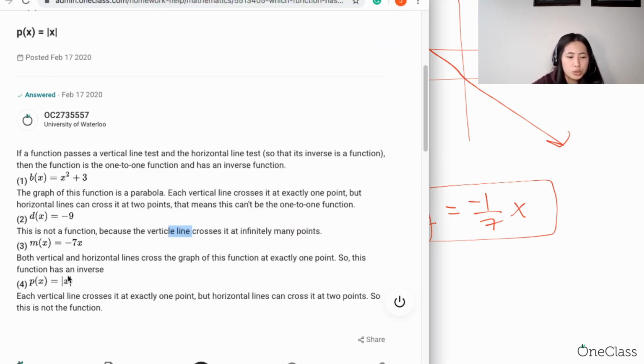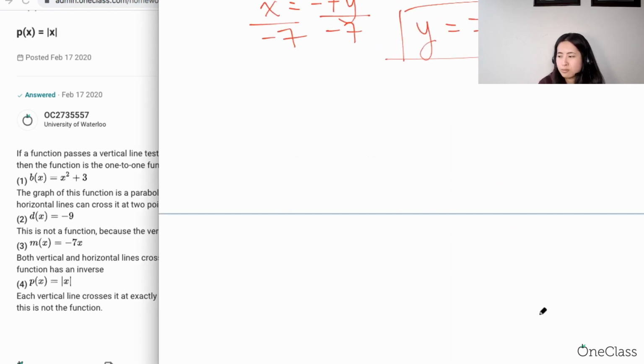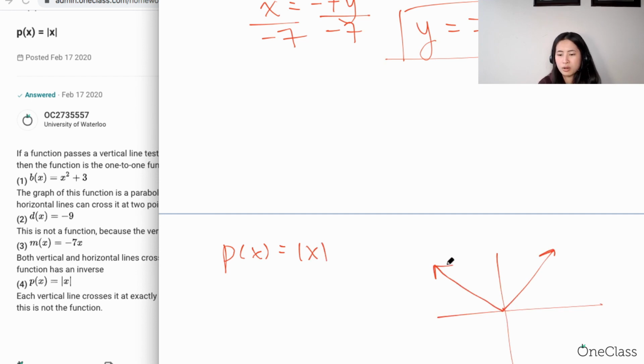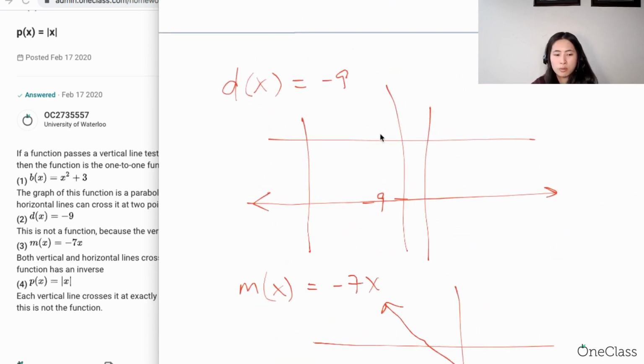So p of x is equal to the absolute value of x. So we know that an absolute value is a function, right? So if you have p of x, it looks something like this. It has a vertex at 0, 0, it crosses the origin. So it is a function, because at any point, wherever you're drawing your vertical line, it's a unique point. It only passes your function once and only once, and you're not having infinitely many points as we would expect when d of x was equal to negative 9 from the earlier question that we've been doing.